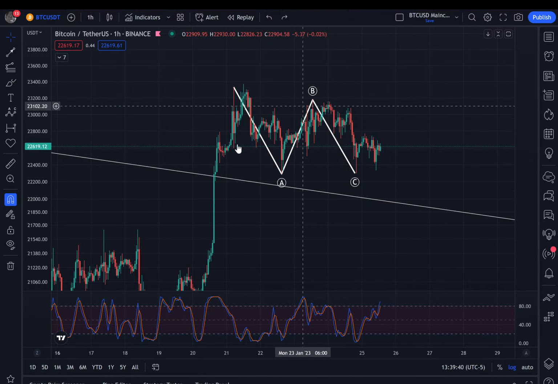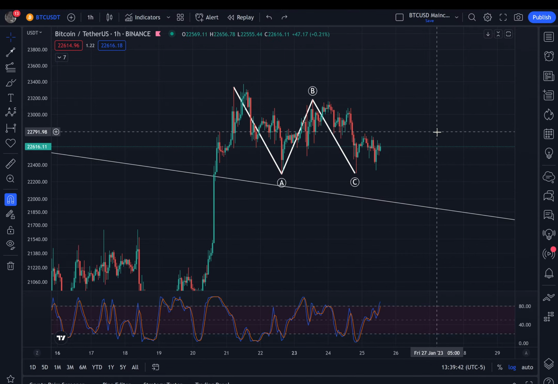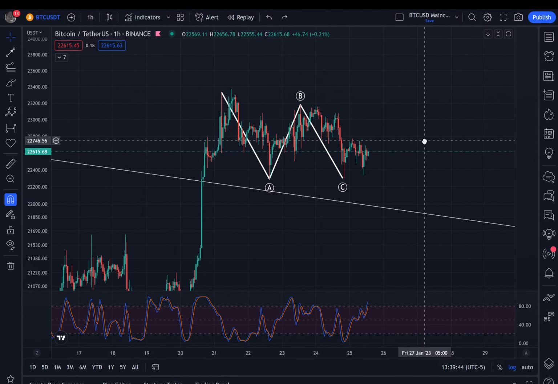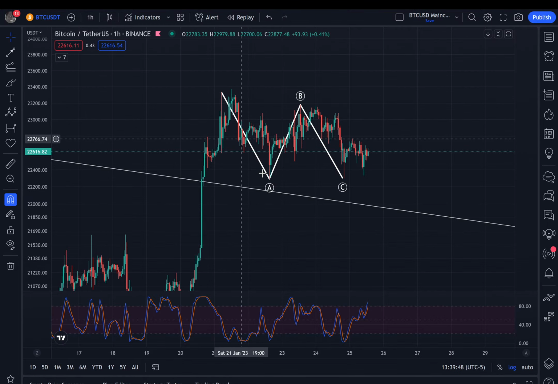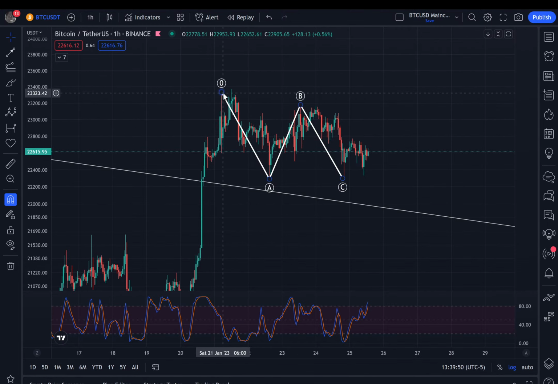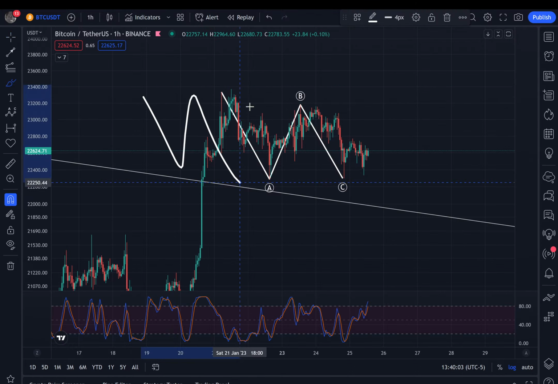Let's start off with this chart, the Bitcoin USD chart on the hourly time frame. And as you can see, I drew in this flat correction, okay? A flat correction in Elliott wave theory is simply, as you can see schematically, an ABC correction or a WXY correction, but it typically just looks like this, something like this.